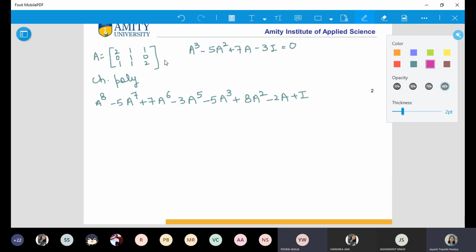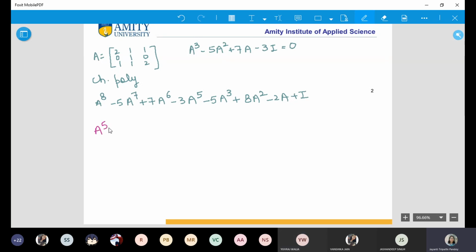Okay, now let's try and do it. We want A cube, right? You have A8, so I'll take out A to the power 5. So I have A cube. Now minus 5A square, no problem. 7A, no problem. Minus 3I, no problem. Is this fine or not?